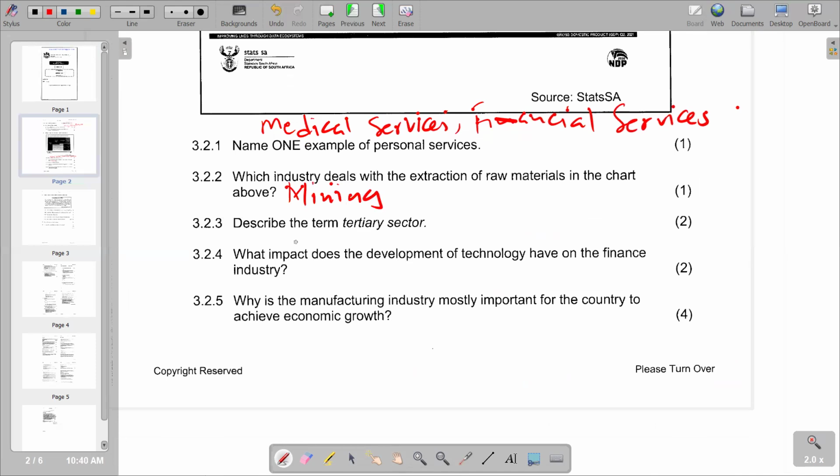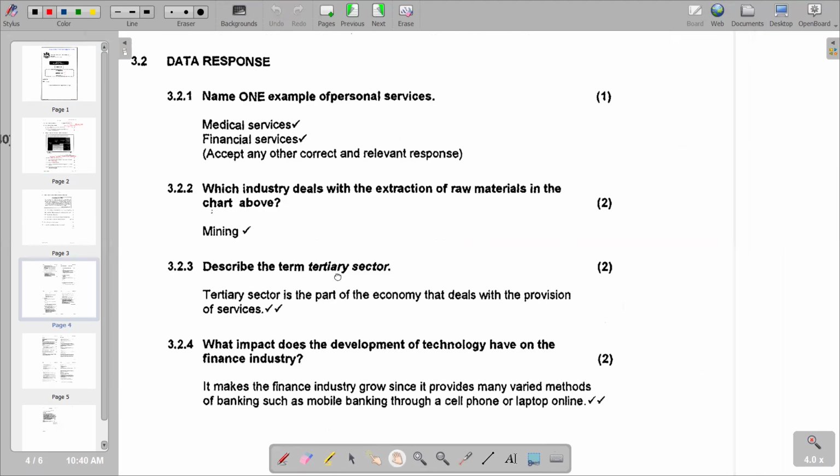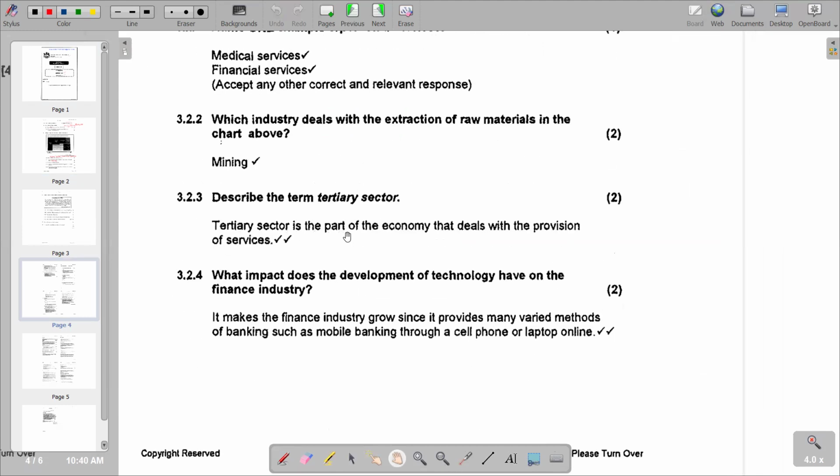We'll go to the next question. Describe the term tertiary sector. We know that the tertiary sector is involved in the provision of services in the economy. If you look at the retail sector, it also falls under the tertiary sector. So let's see the description that we have in our answer section. You'll see a description saying the tertiary sector is the part of the economy that deals with the provision of services, which is actually correct. So this is the description that we have.